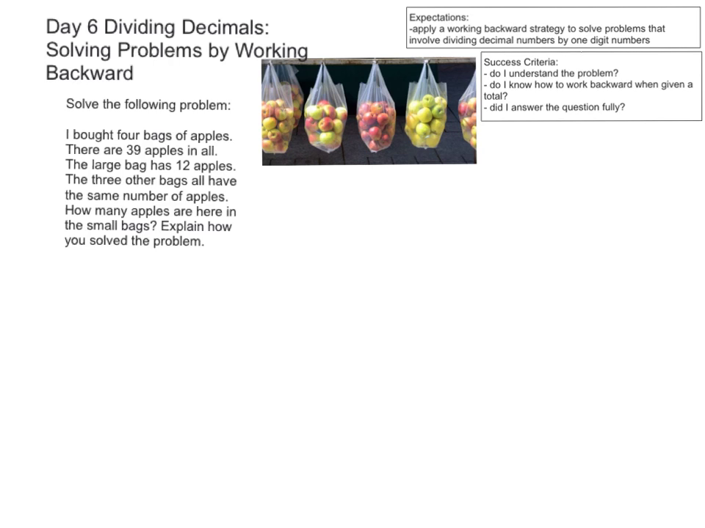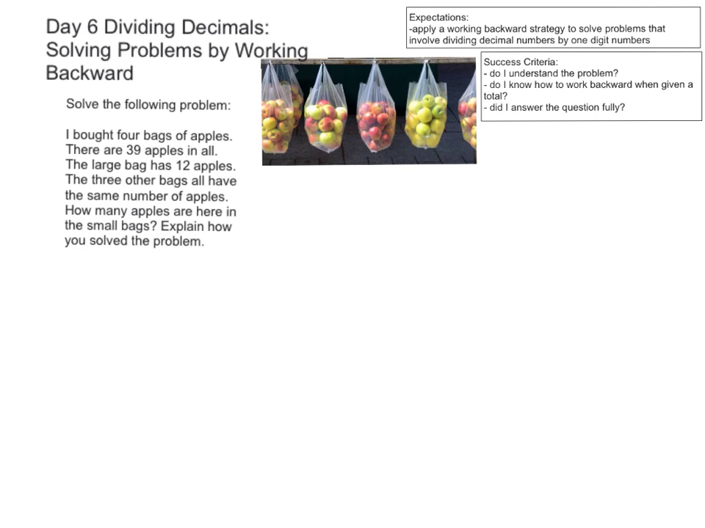So for our first question, we're going to be solving the problem together. So I bought 4 bags of apples. There are 39 apples in all. The large bag has 12 apples. The 3 other bags all have the same number of apples. How many apples are there in the small bags? And then we have to explain how we solve the problem.